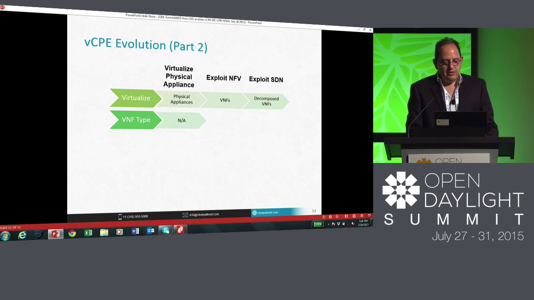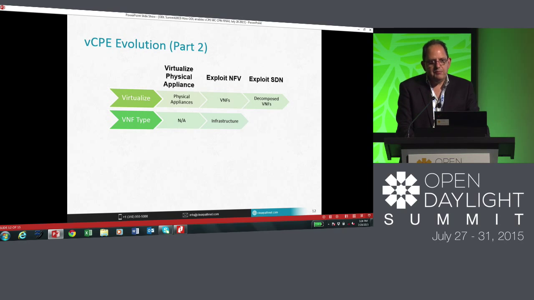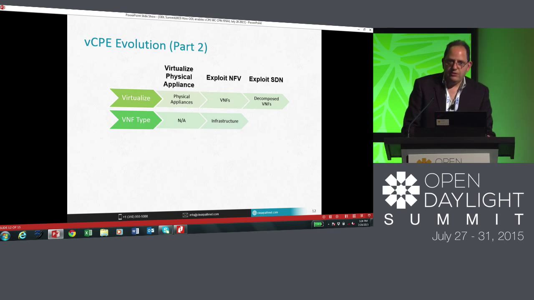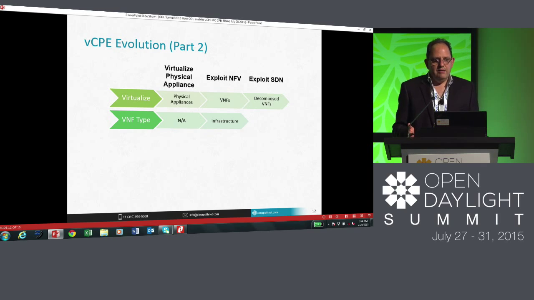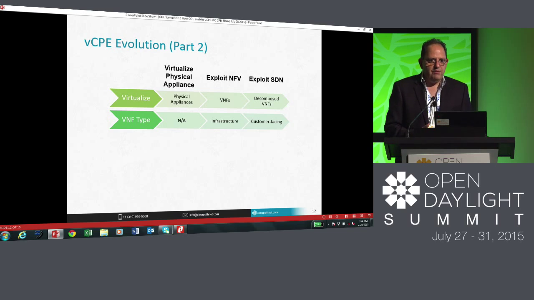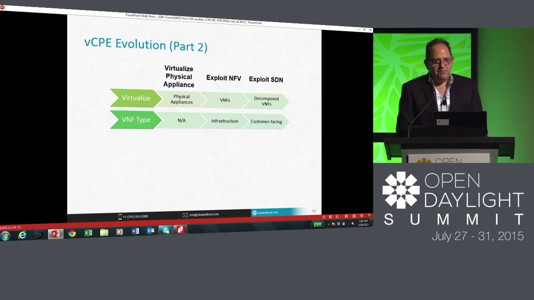Types of virtualized network functions. Well, we didn't have one with physical appliances. And then we start to move into NFV. The first types of virtualized network functions and virtual appliances that were addressed were infrastructure, meaning the carrier is looking at the appliances they're actually running their network. But over time, we're going to see more customer-facing VNFs. And these are going to be smaller inherently because they're going to be personalized. They're going to be customized by creating these decomposed virtualized network functions, and then being able to flexibly chain them and deploy them where they're needed.